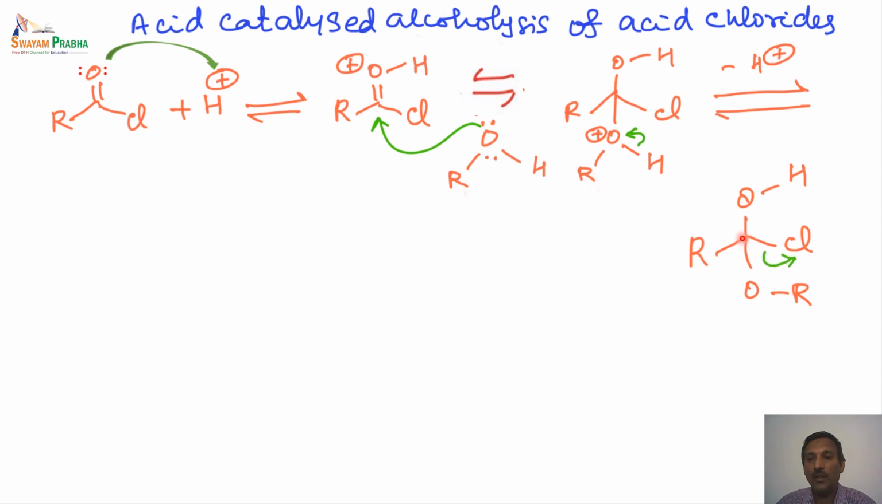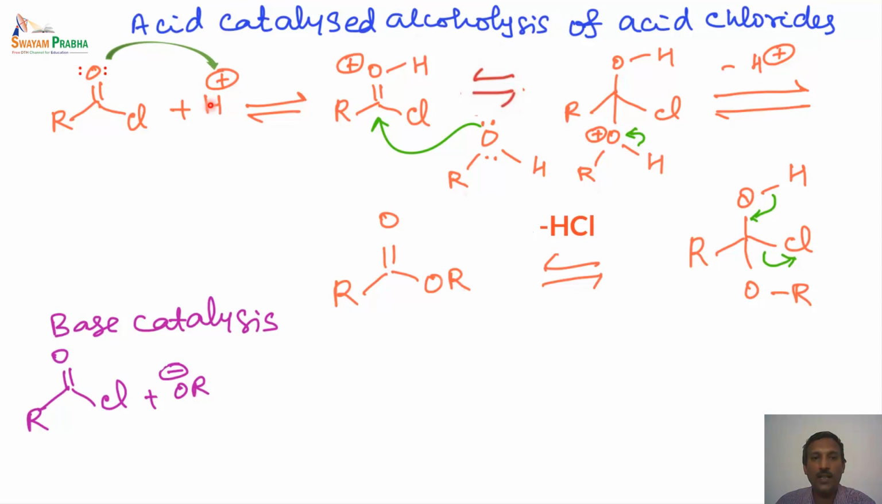The chloride being a very good leaving group, it is going out as a Cl minus ion. To compensate the loss of electron on the central carbon atom, this O-H bond is now cleaved, and the electrons from this O-H bond are now given between the carbon and oxygen bond. So that leads to the ester as shown here. So this is how an acid chloride is converted to the corresponding ester.